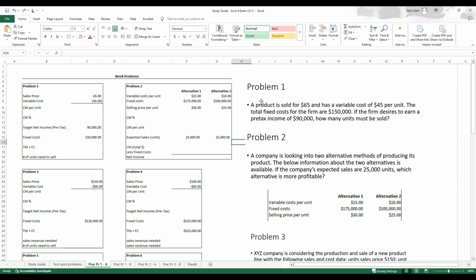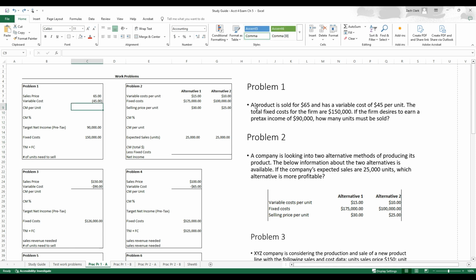Okay, so in problem number 1, it tells us that a product is sold for $65 and it has a variable cost of $45 per unit. And the total fixed costs for the firm are $150,000. And if the firm desires to earn a pre-tax income of $90,000, how many units must be sold?